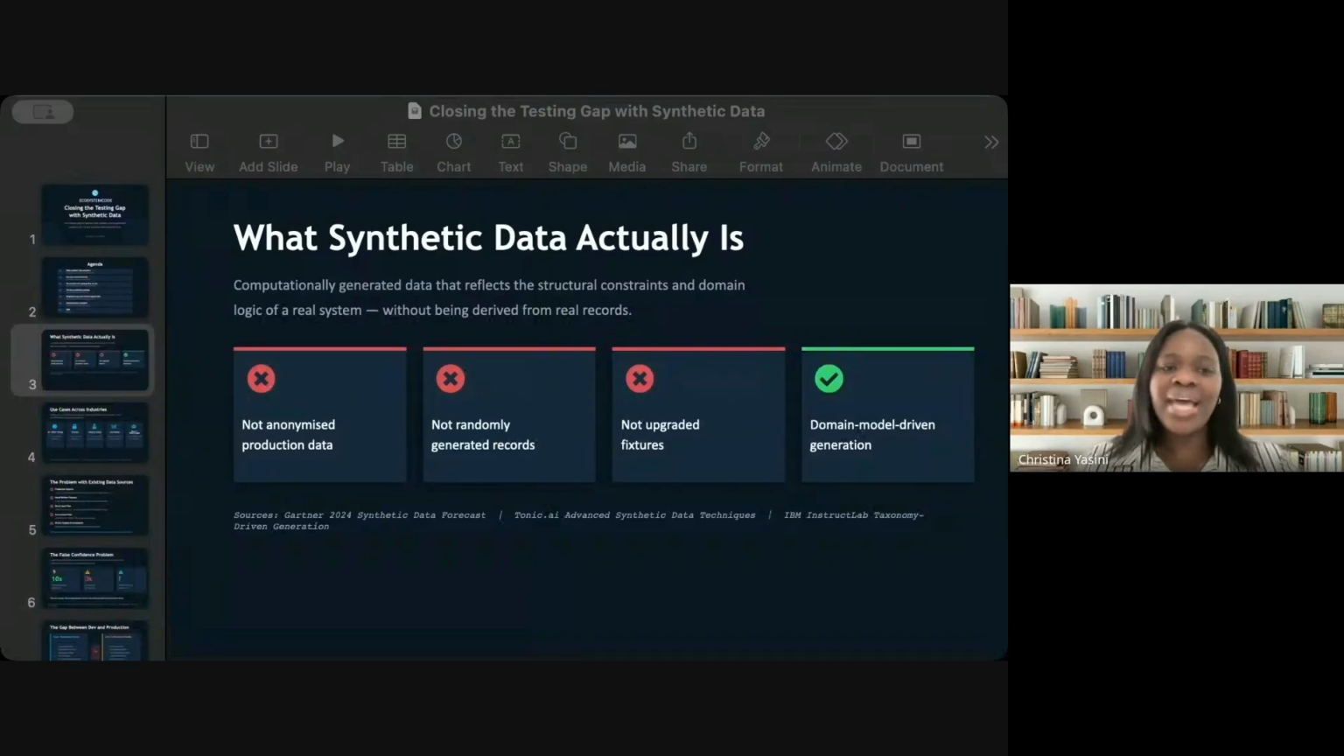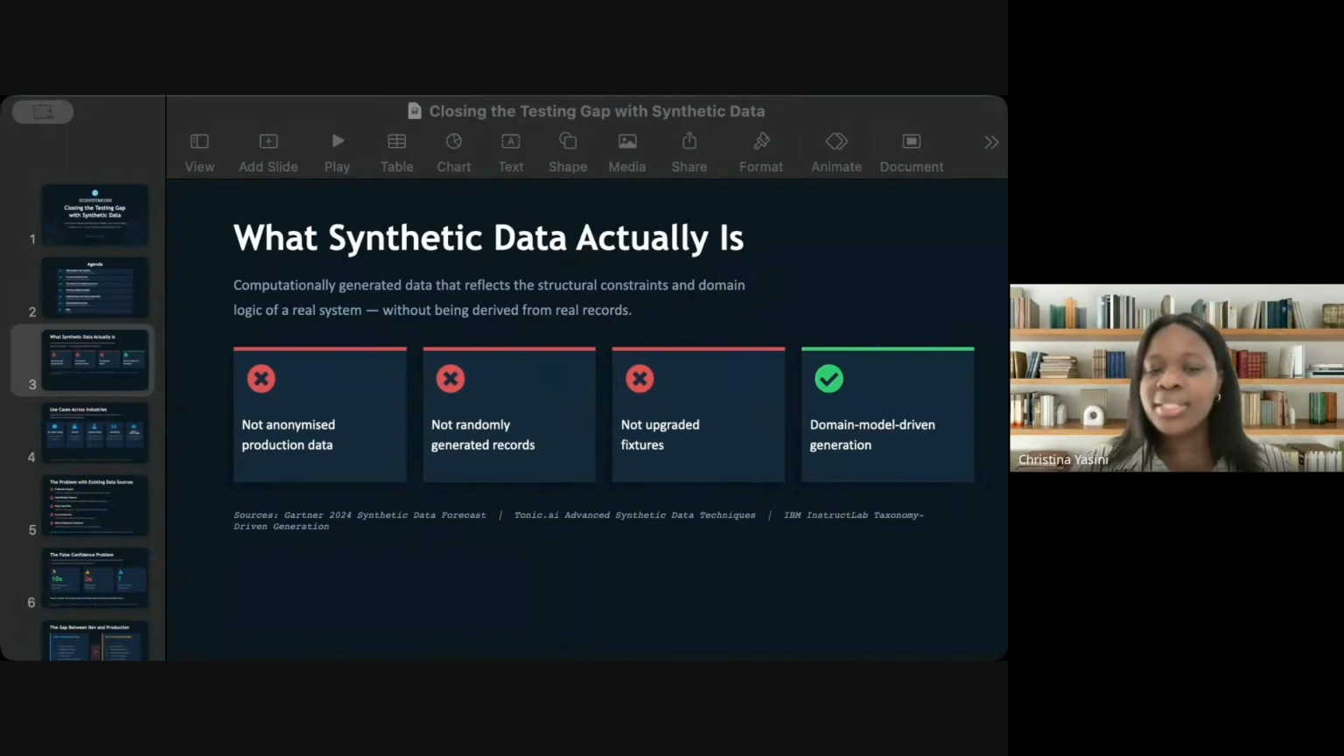And so what tends to happen in many of the discussions we have around this is that when most people hear the phrase synthetic data for the first time, they tend to assume that it means fake data or random data, or something that is generated from a script that produces thousands of rows of lorem ipsum or random numbers. By synthetic data, we mean data that is computationally generated and is designed to reflect the statistical properties, the structural constraints, and the domain logic of a real system without being derived from real records.